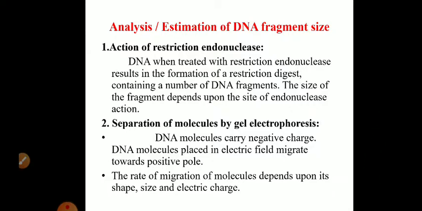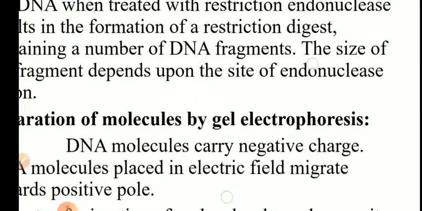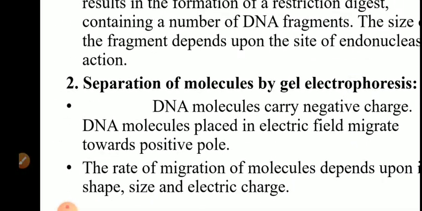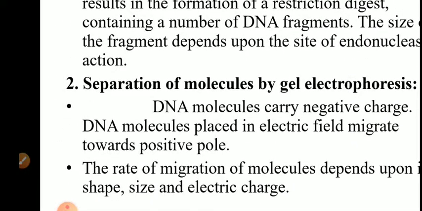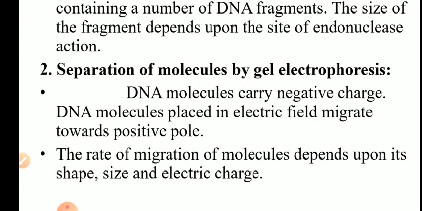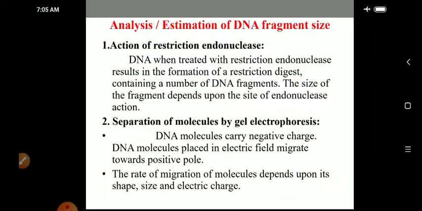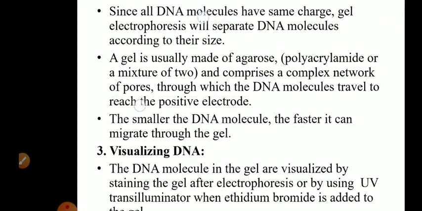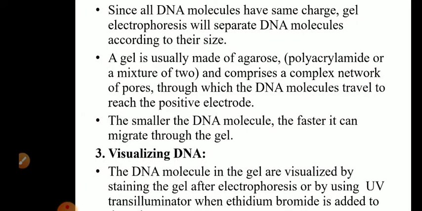So once you have fragmented the DNA, the next thing we need to do is separate the molecules by gel electrophoresis. Okay. Now all DNA has a negative charge. So when DNA is placed in an electric field, it will migrate towards the positive electrode, and the rate at which each fragment migrates depends upon its shape, size, and electric charge. Because the electric charge is the same, that is negative charge, all the fragments will move towards the positive electrode. So how do they get separated? On the basis of their size, right? Since all DNA molecules have the same charge, gel electrophoresis will separate DNA on the basis of their size.